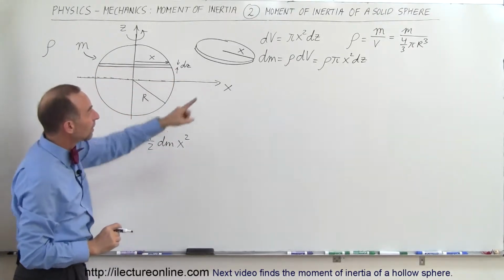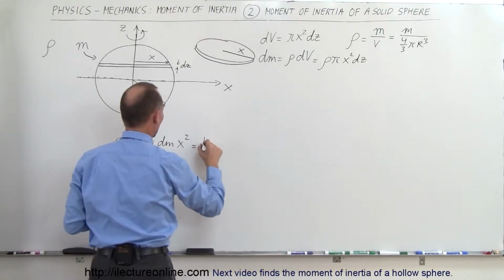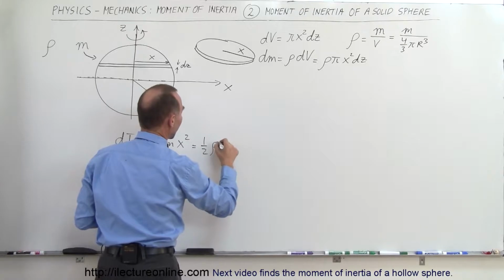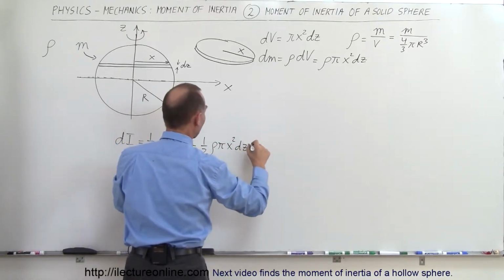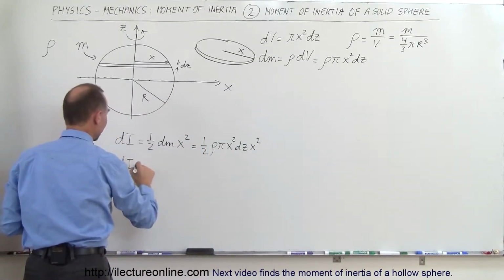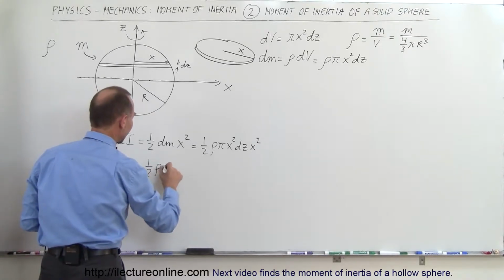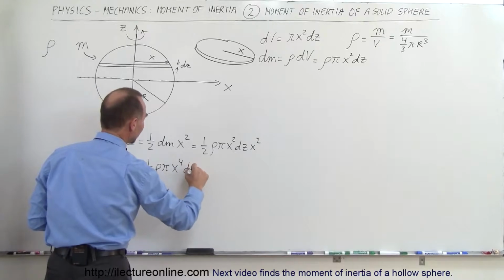And of course dm can be expressed in terms of that. So that would be equal to 1/2, and dm would be rho times pi times x squared dz, times x squared. So we can say that the dI, if we just rearrange the terms a little bit, would be 1/2 times the density times pi times x to the 4th times dz.